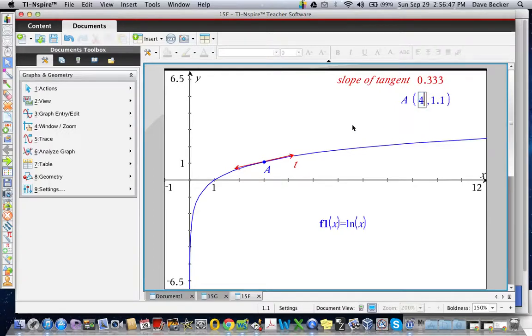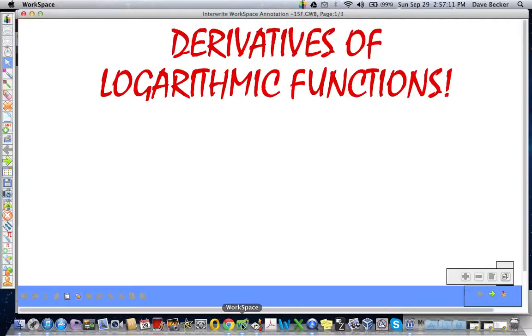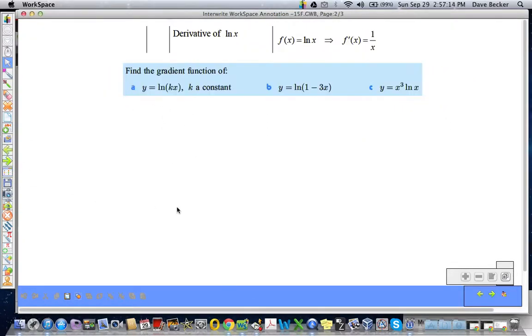So how about 4? 0.25. How about 5? Hopefully you're seeing something here. The final one we'll do, when the value of x for the natural log of x is 10, the slope is 0.1 or 1/10. And this is a visual, very soft proof of the fact that the derivative of the natural log of x is 1 over x, 1 over the x-coordinate.